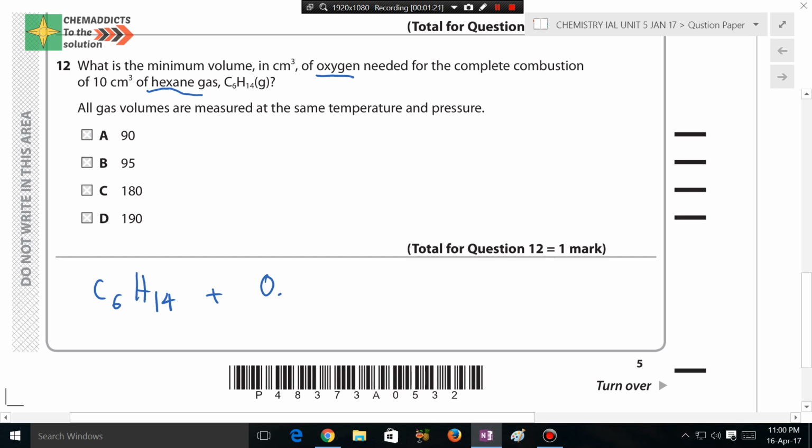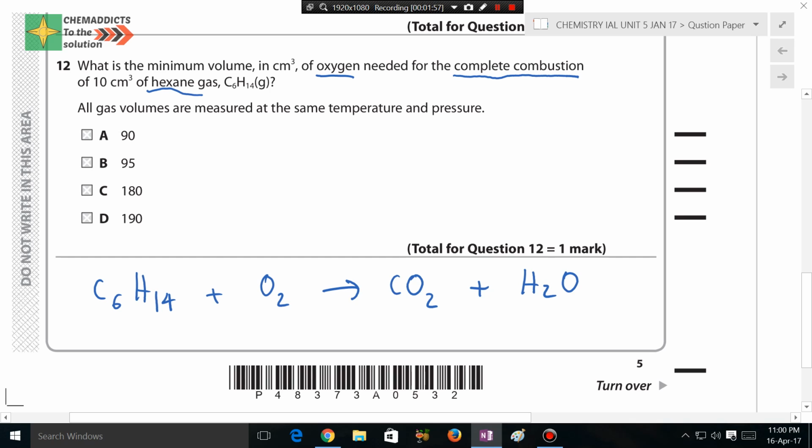C6H14 plus oxygen gas reacting to give, since here it is mentioned that complete combustion is happening, carbon dioxide plus water. Water vapor. Since this is a complete combustion, carbon dioxide and water would be produced, nothing else.